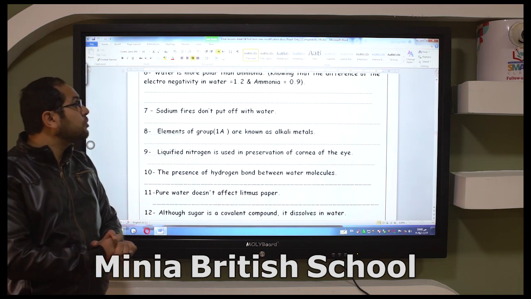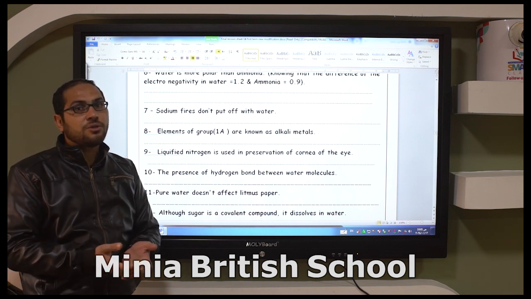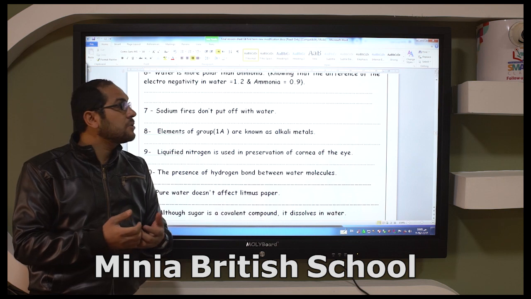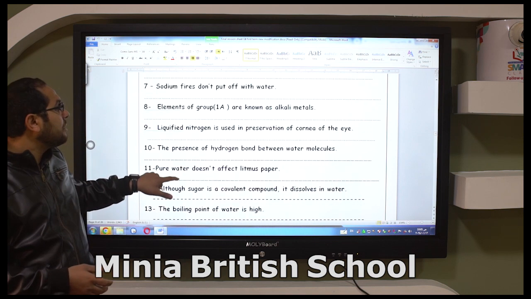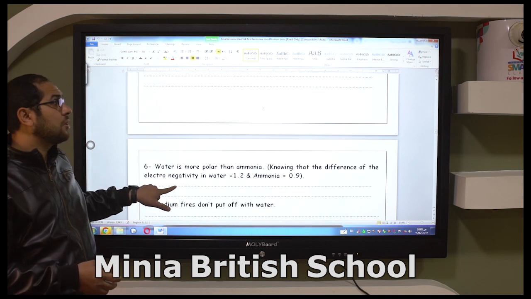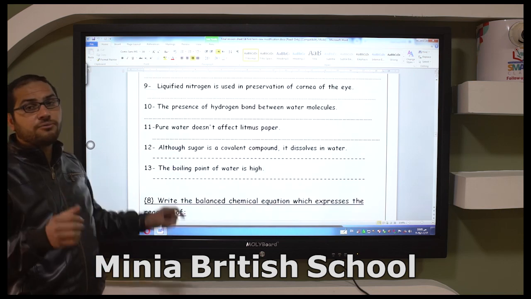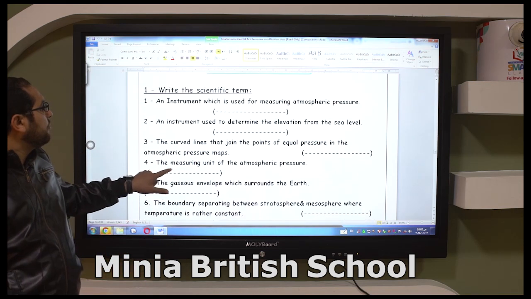Sodium fires aren't put out with water because sodium is a very active metal, so they react instantly. Sodium and potassium react instantly with water. Elements of group 1A are known as alkali metals because they react with water forming an alkaline solution.